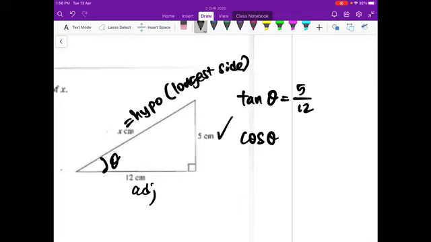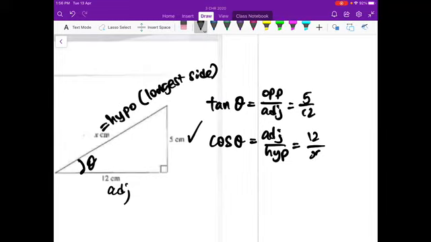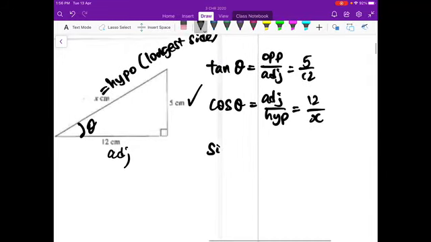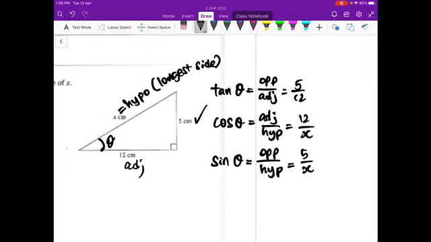Cosine theta. Okay, let me just spell it out first. Tangent will be opposite over adjacent. So in this case, it will be 5 over 12. Then cosine is adjacent over hypotenuse, which will be 12 over x in this case, and our sine theta will be opposite over hypotenuse, so 5 over x. Okay, so this over here is our recap on our trigo already.